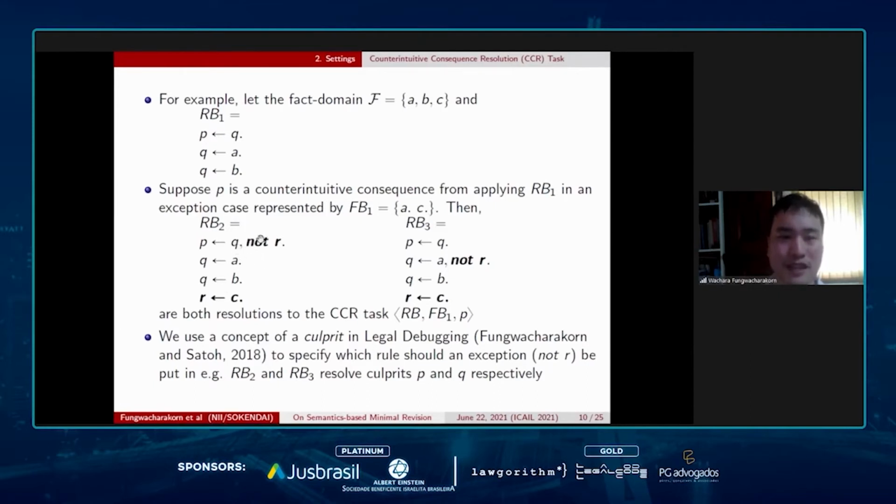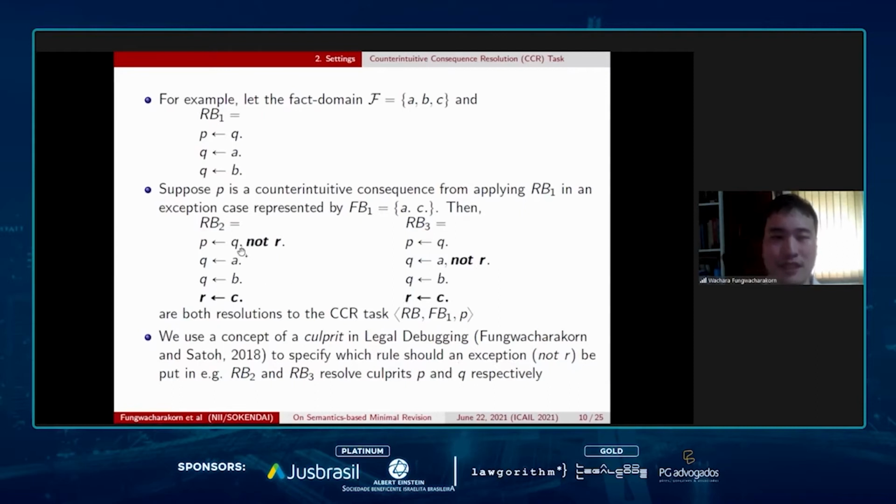One is to add the exception not R in the first rule like this, and then we add the rule R if C. The second way is to add not R in the second rule, and we add the rule R if C. Both are resolutions to this CCR task. So we use the concept of coupled indicator debugging to specify which rule should be given an exception.